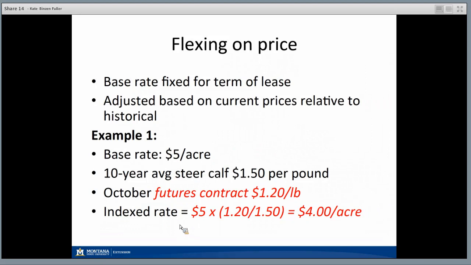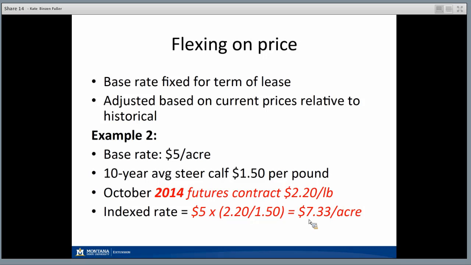So then we end up with this indexed rate. We have that $5 an acre base rate, and we multiply it by this index, which is going to be the October futures contract, or that 120, over the 10-year average, or the long-term average of 150, and we end up with $4 an acre. So this year in this example is a worse year, so the tenant gets a little bit of a break on their price.